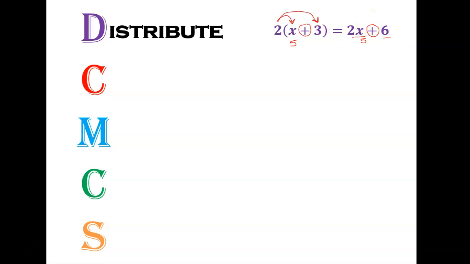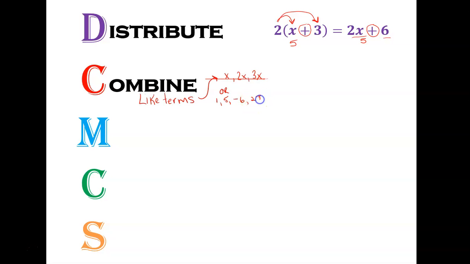Okay. The first C stands for combine, and what we really mean when we say combine is combine like terms. And again, like terms are things like x, 2x, 3x, and so on and so forth, or things like 1 and 5 and -6 and 27, right? These terms have numbers in them. We can combine them with addition or subtraction. These don't, they're just numbers. We can combine them with addition or subtraction.